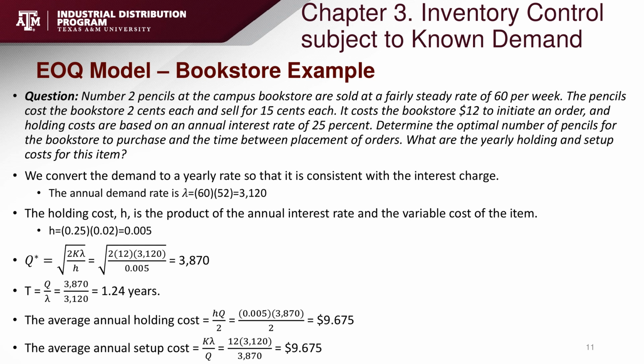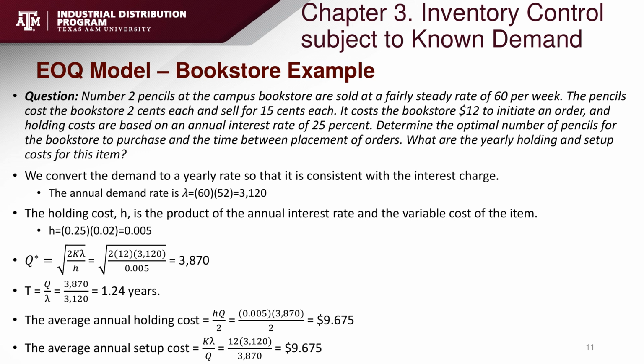First, get everything onto the same time unit. Demand is currently per week and we can convert it to year. Annual demand lambda is 60 times 52, which is 3,120 pencils a year. The holding cost H is the interest rate times the item cost, 0.25 times 0.02, which is 0.005. Drop that into the formula and Q star comes out to 3,870 pencils.